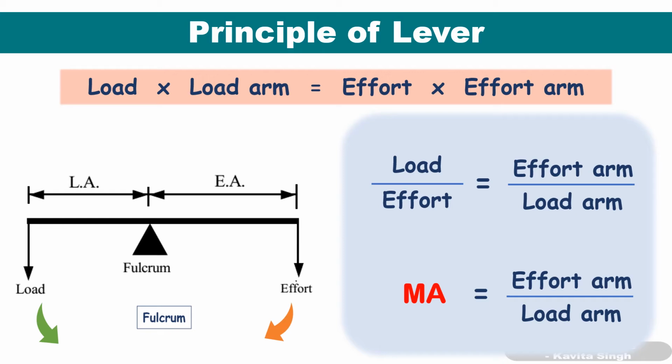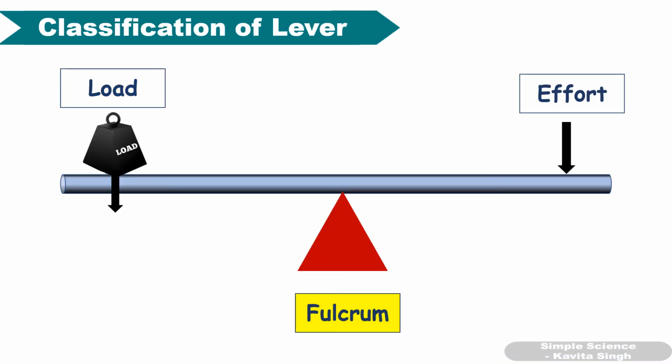So a lever is a kind of simple machine. For a lever, the mechanical advantage is effort arm upon load arm. Remember this formula because you will be doing numericals based on this formula. So mechanical advantage of a lever is equal to effort arm upon load arm.